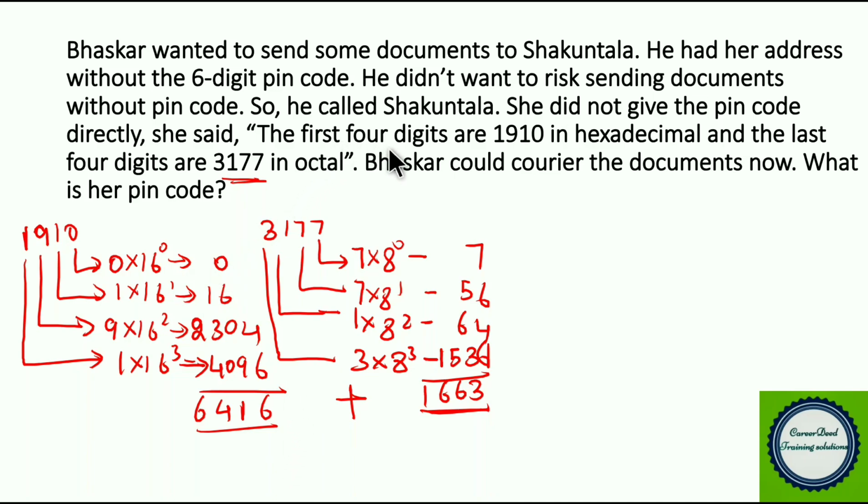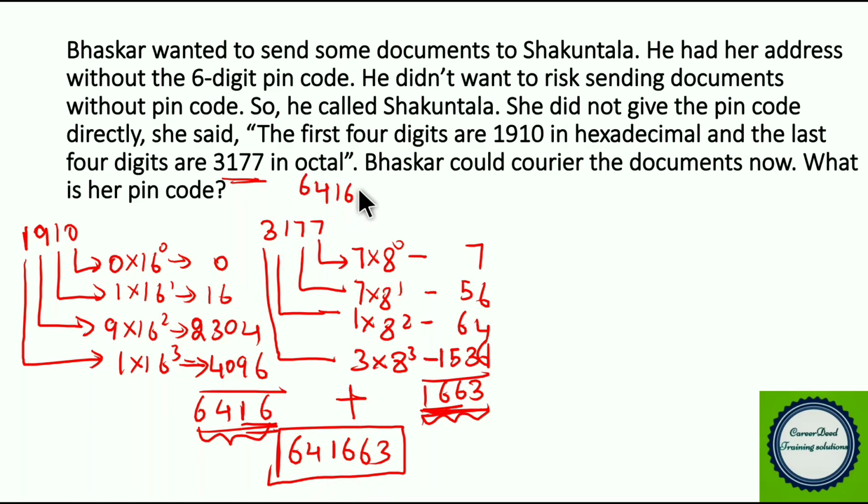The first 4 digits are 1910 in hexadecimal and last 4 digits are 3177. So if you club this 4-digit number and this 4-digit number, 16 is common here, right? So if you take 64 and keep 16 as common and the last digits as 63 here, this becomes your PIN number, 641663. So this becomes our PIN code, right?